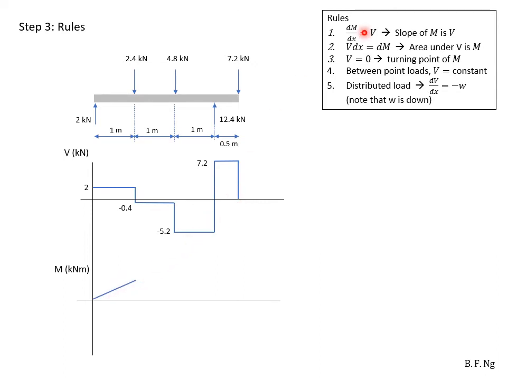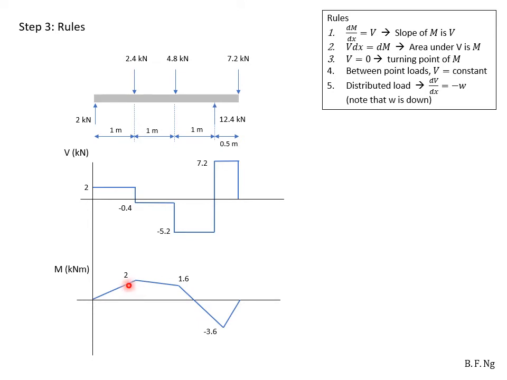For moments itself, we can make use of the first rule, which is the slope of the moment is shear. Shear here is 2, therefore the slope of moment here is 2. Then this is negative 0.4 for the slope, and it becomes negative 5.2 for the slope, and then positive 7.2 for the slope, and you will end at 0 moment.